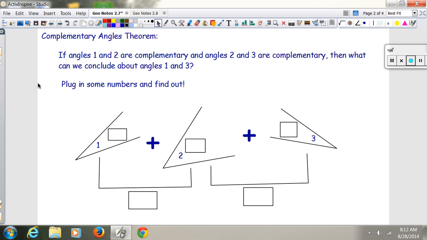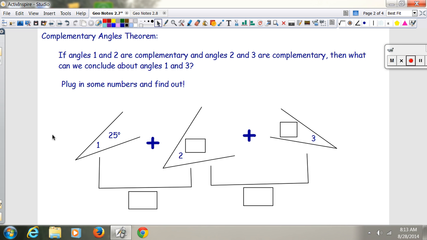So that means I need 1 and 2 to add up to 90, and I need 2 and 3 to also add up to 90. Okay, so let's see what kind of number we can maybe put in. What if I put in 25 degrees for 1? Just throwing a number in there. I'm not saying that that angle is exactly 25. It might be if I put my protractor on there and measured it. But let's just say that's a 25-degree angle. We're saying angle 1 is 25 degrees. Put 25 degrees in the box.